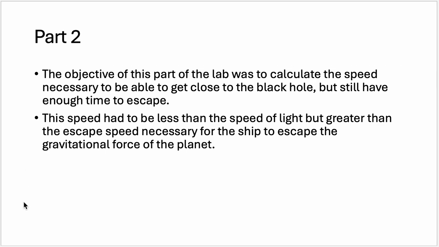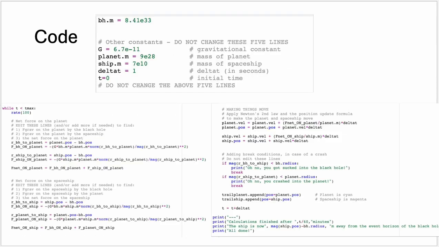Part 2 of this lab was to calculate the speed necessary for a ship to be able to get close to the black hole, but still have enough time to escape. It had to be less than the speed of light, but greater than the necessary escape speed. And escape speed is v equals the square root of 2GM over r.